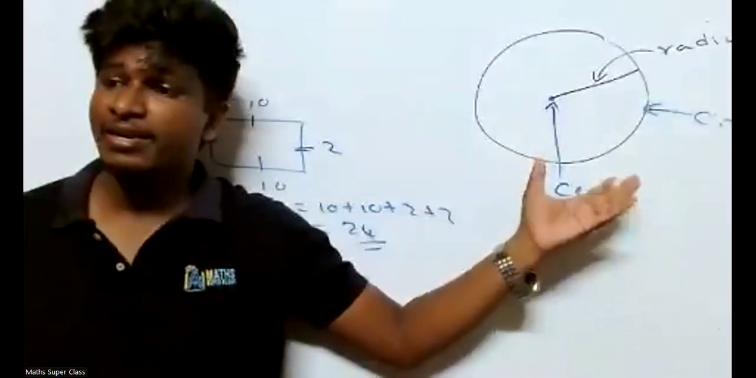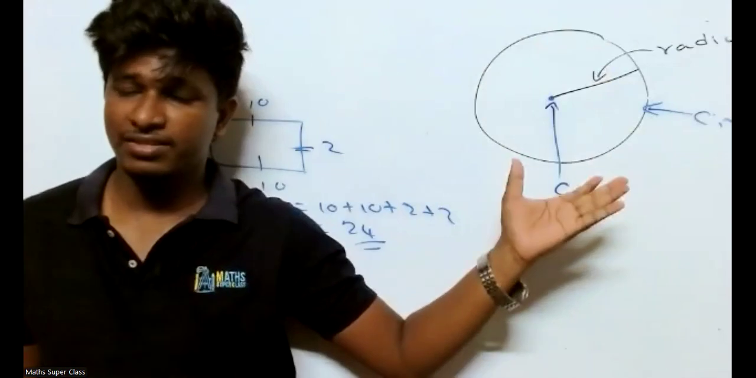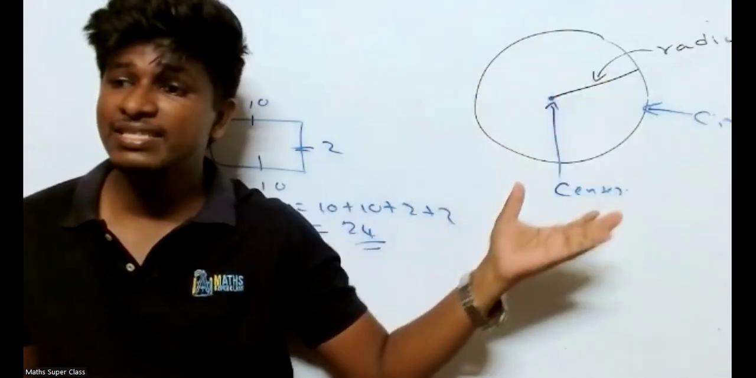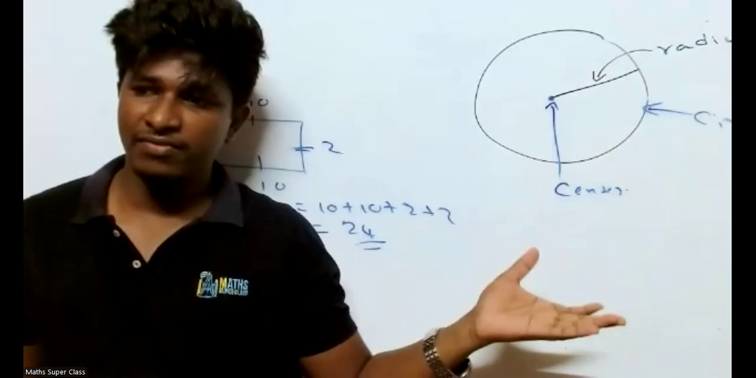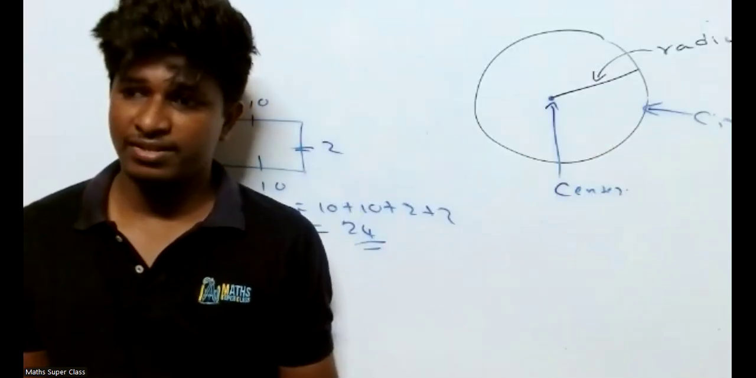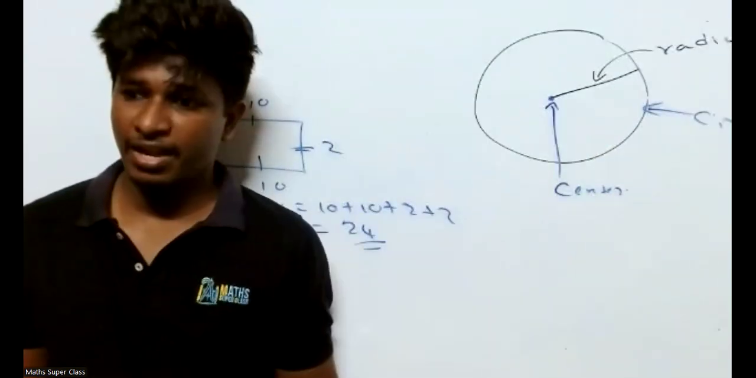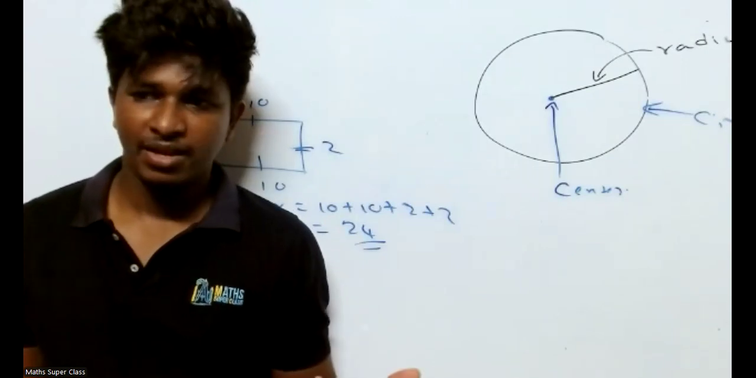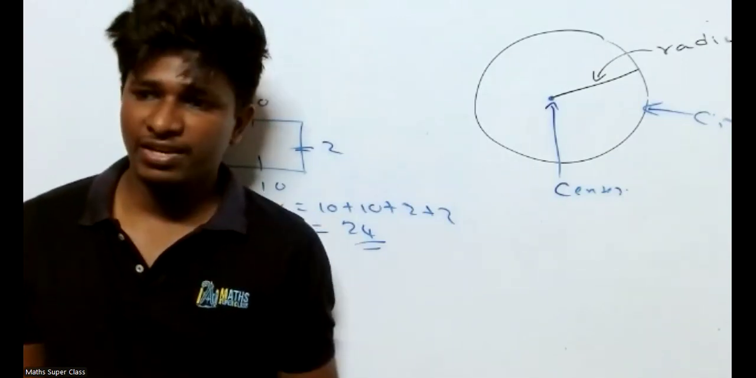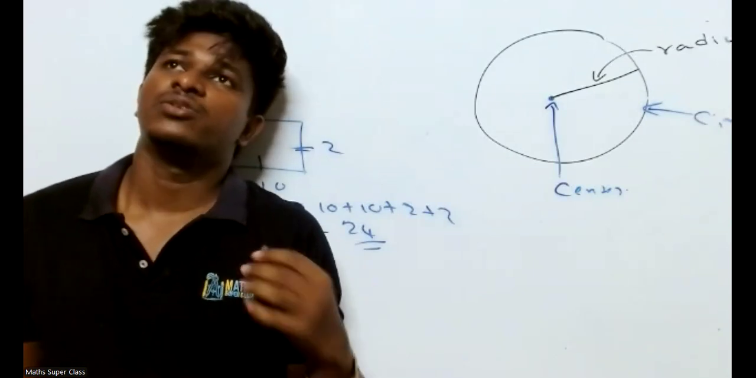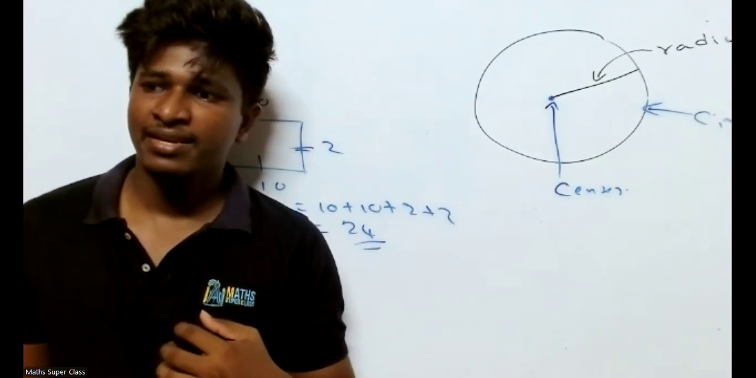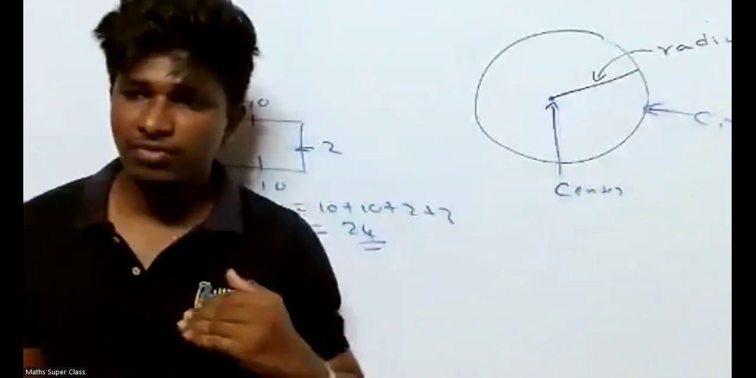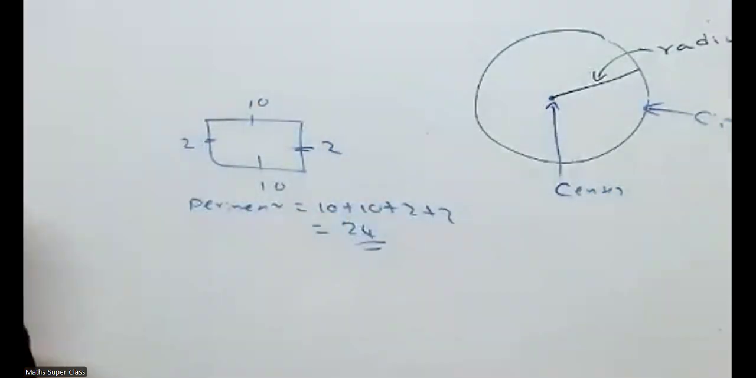But for the perimeter of this circle, we call it the circumference. It's a special name. So the circumference of the circle means the perimeter of this circle.